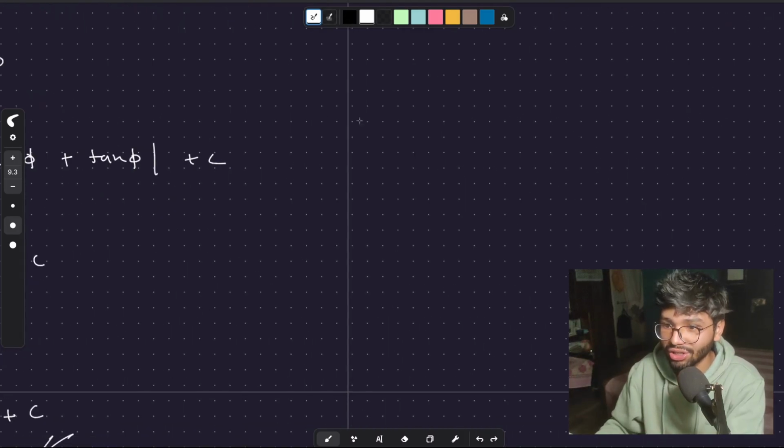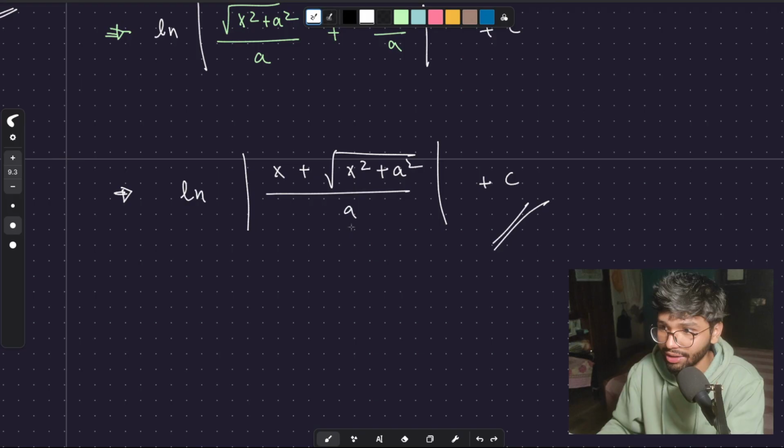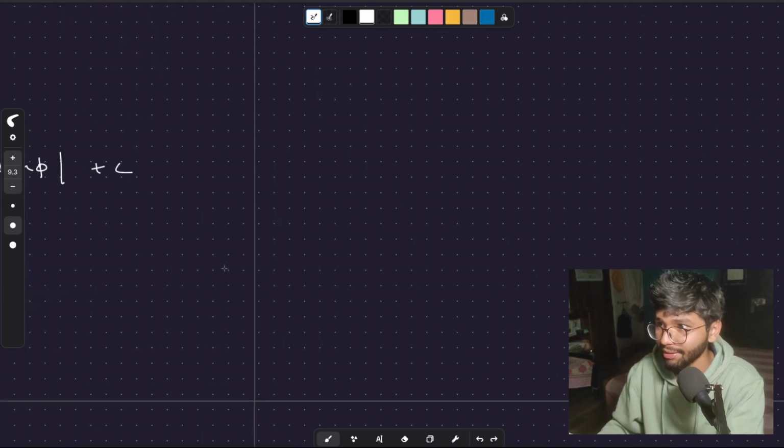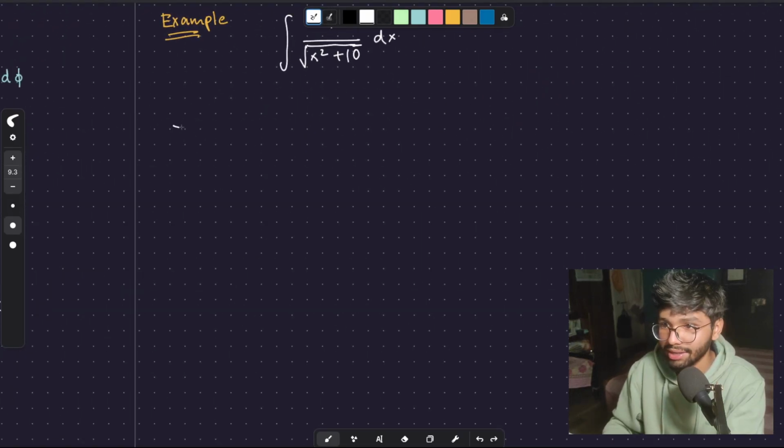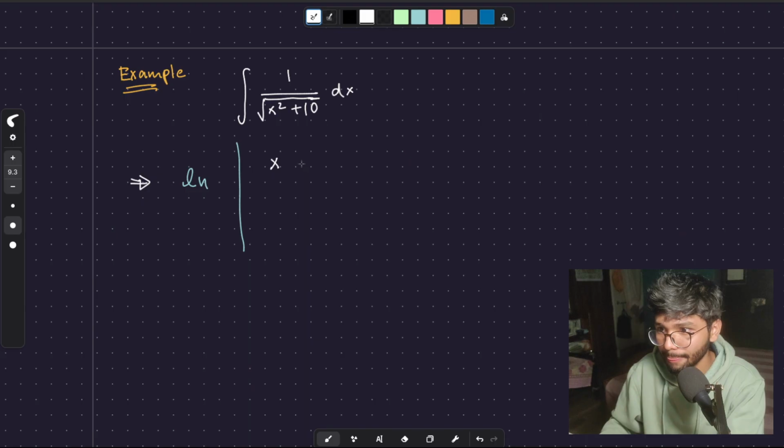So let's just plug and chug into this formula right over here. We just need this one. Okay, great, amazing. Easy, very easy to solve, right? Natural log of x plus the thing that will repeat itself.